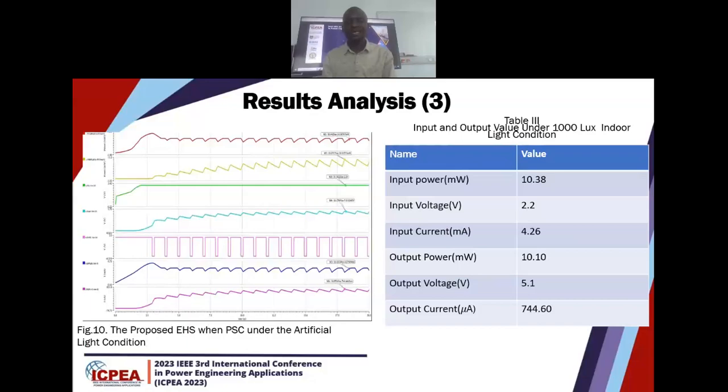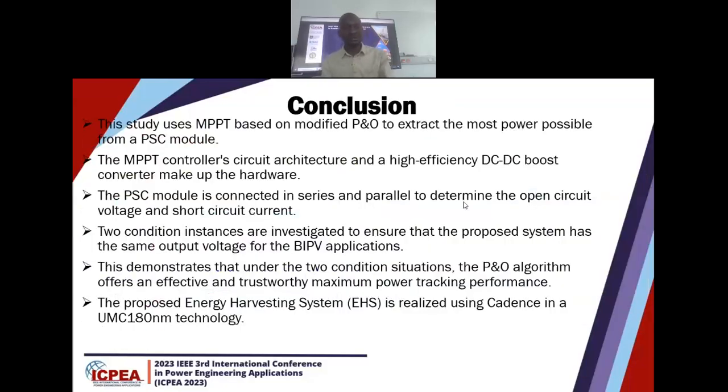MPPT method. The purpose of this is that I'm aiming to design a circuit that is going to have the same output voltage when the perovskite solar cell is under the sun and when it's under the artificial light. And I was able to achieve that, because my output voltage was 5.1 volts under the sun and 5.1 volts under the artificial light. As you can see here, this is the value that I generated when it was connected under the light condition.